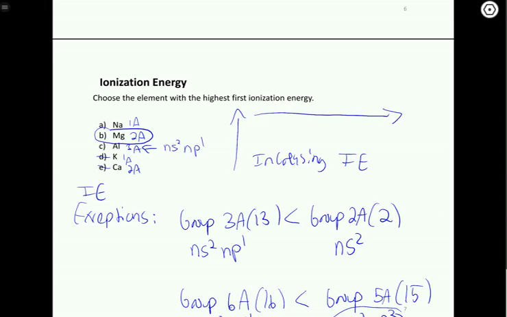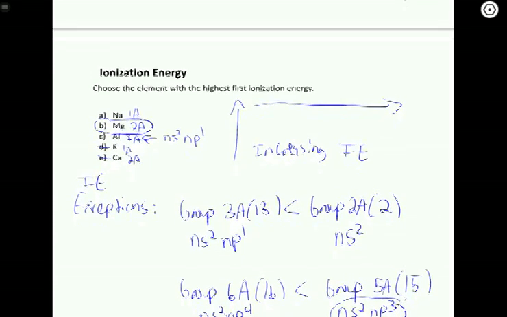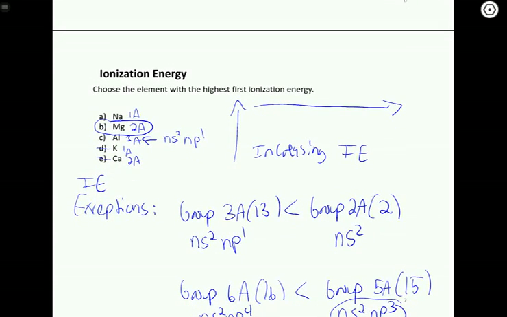So there's just two exceptions we want to be aware of, and if you're comparing group 2A to 3A, group 2A is higher even though it's to the left, and the same goes for 5A and 6A. So be aware of those two exceptions, and that'll help you answer these types of questions as well.